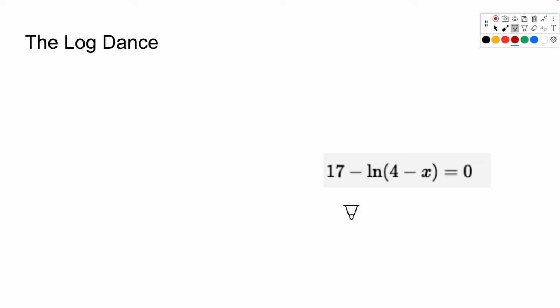We're not done yet. No, that was all inverse stuff. Now we're going to take that inverse stuff and introduce what I call the log dance. So we have exponential functions, right? Something like 3 to the x equals 50. Okay. So that's an exponential function. What would the inverse function look like?